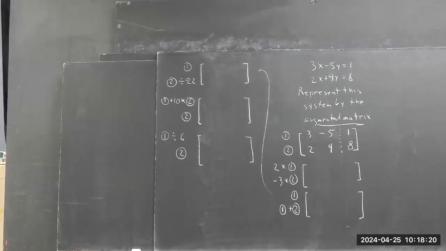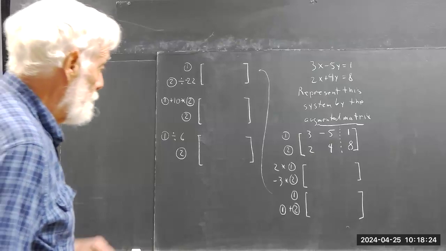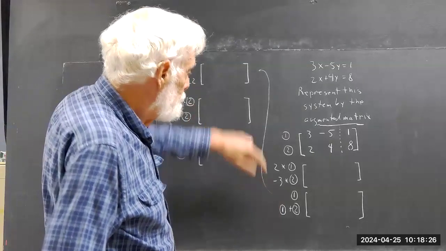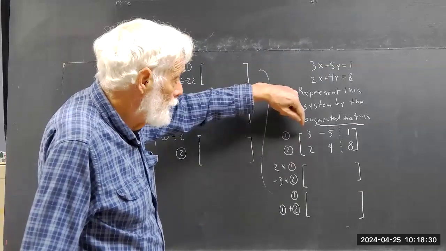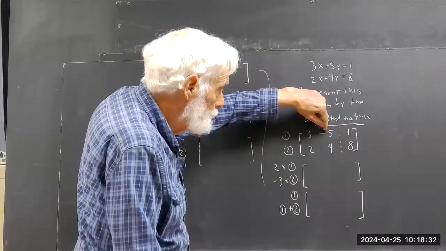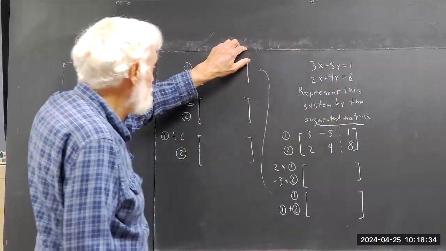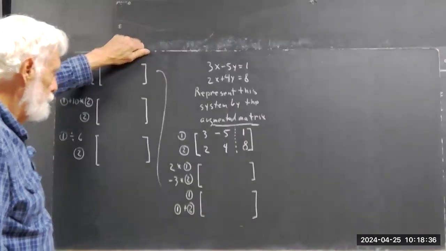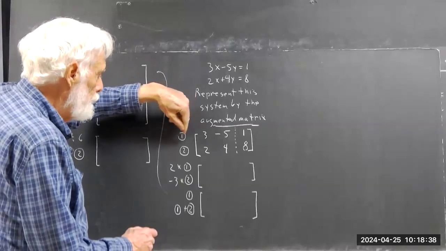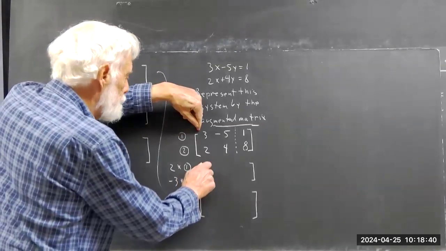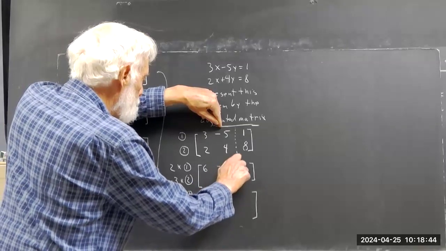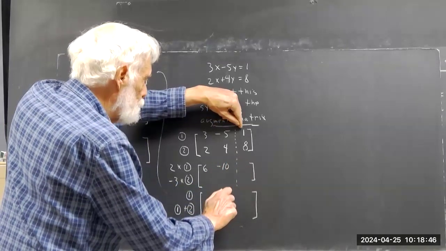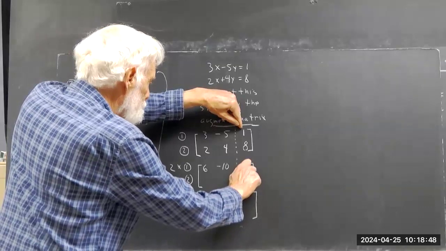Okay, everybody did quite well with it. There were a few mistakes, but not many. So look at this, 2 times row 1, right? 2 times 3, 2 times -5, 2 times 1. Over here, so I don't block the boards badly. So 2 times 3 is 6. 2 times -5 is -10. And 2 times 1 is 2.